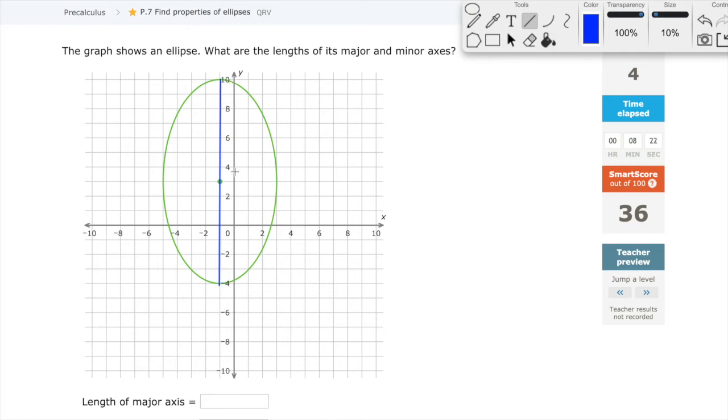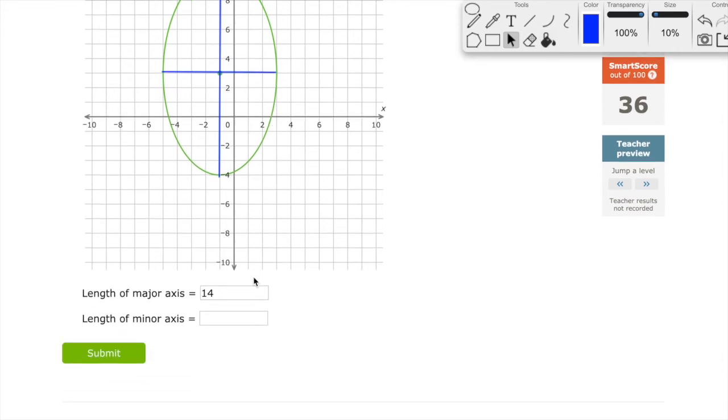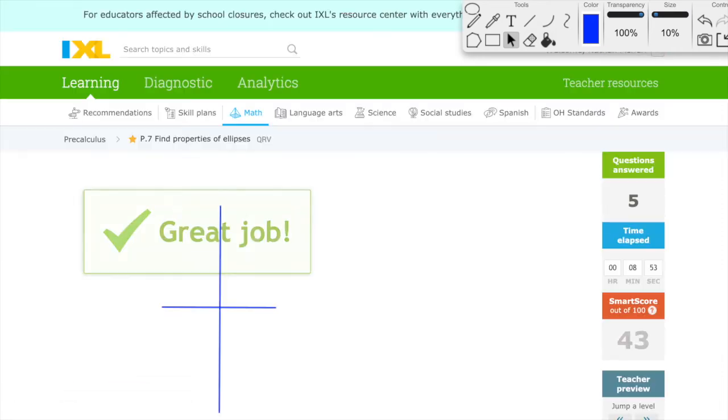So I think, if I'm thinking to myself, it takes 10 units to get to here, another 4 would be 14. So I could say that's 14. And then minor is the short ends, so here to here. So that's from -5 to 3. It takes 5 to get back to here, another 3 would be 8. So that's kind of how I'm thinking about that.